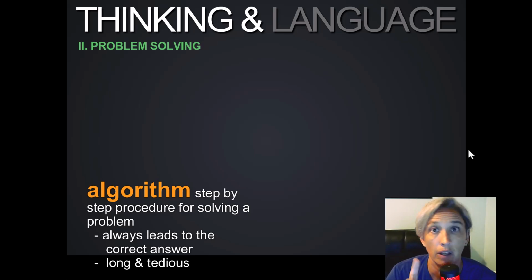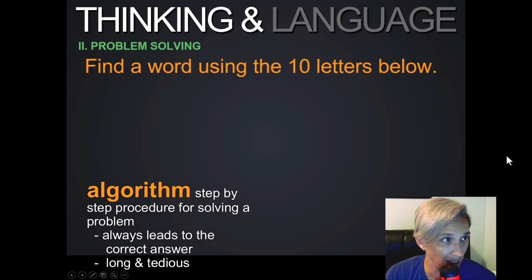An algorithm, but Alexa gets it wrong, and so does ChatGPT. So an algorithm is always going to get you the right answer, but it takes time and work. You may also solve a problem by using a heuristic.